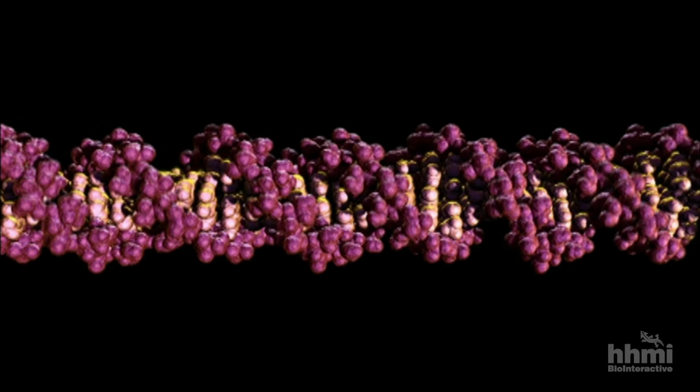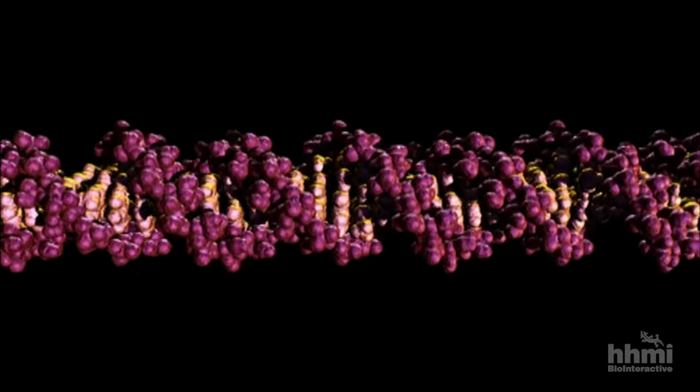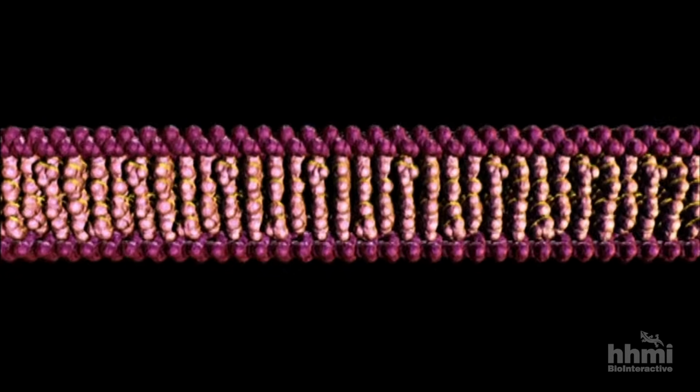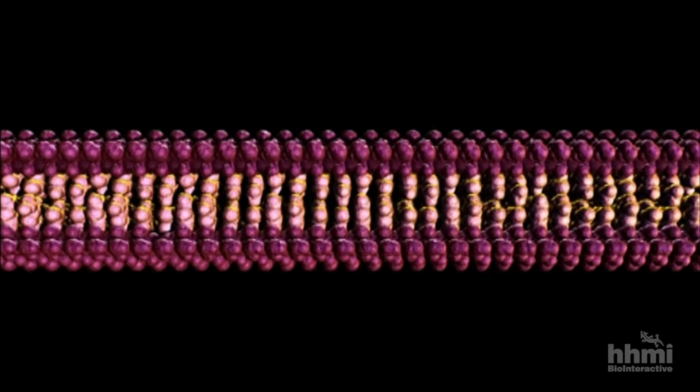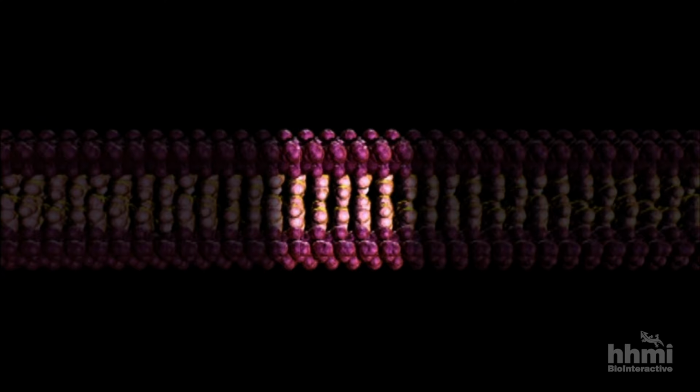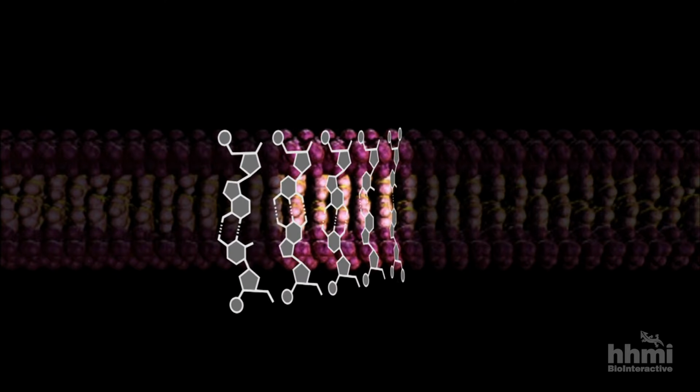This is a 3D model of a DNA molecule. It is made up of two strands that form a double helix. If we unwind the helix, we can see that each strand is a chain of building blocks called nucleotides. Let's pull out these 5 pairs of nucleotides to take a closer look at their parts.